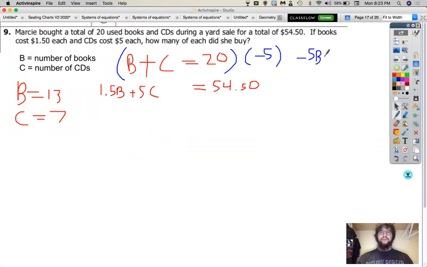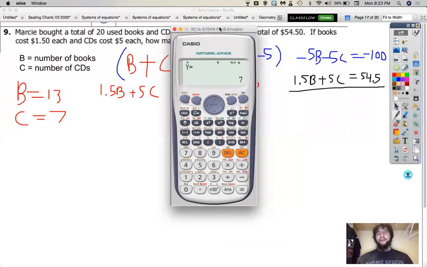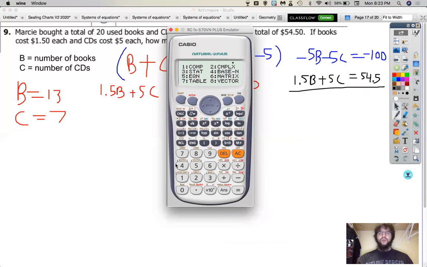-5B minus 5C equals -100. Copy this one down underneath it. 1.5B plus 5C equals 54.50. Add them together. Use a calculator, because definitely with decimals, don't try it. Now for computations, go back to mode 1.